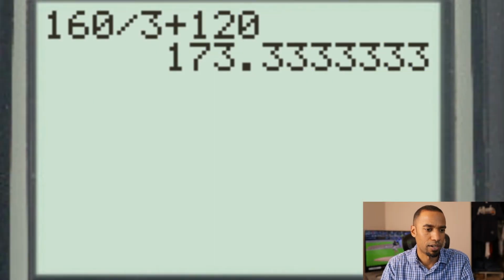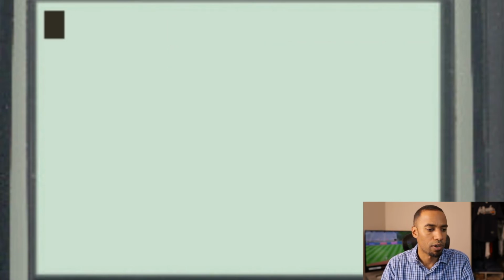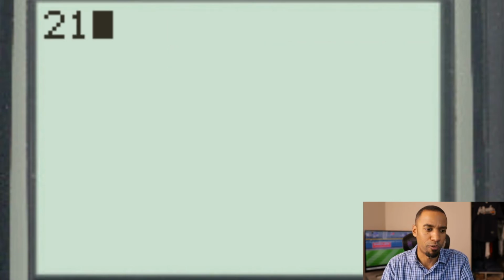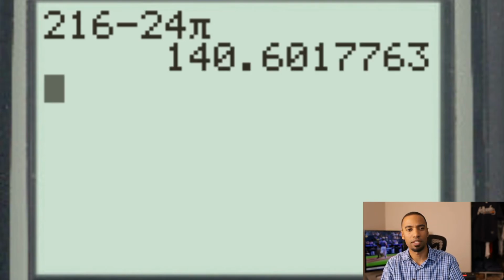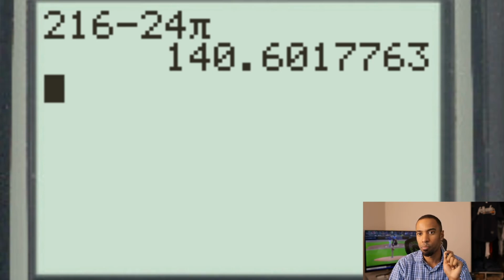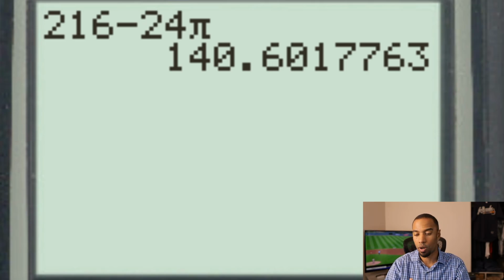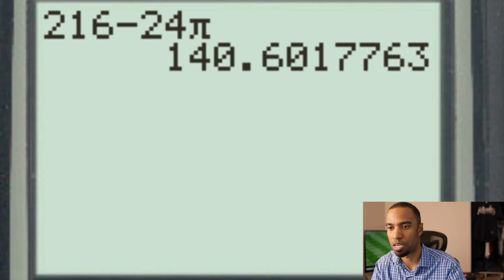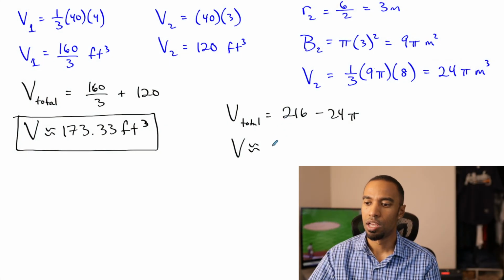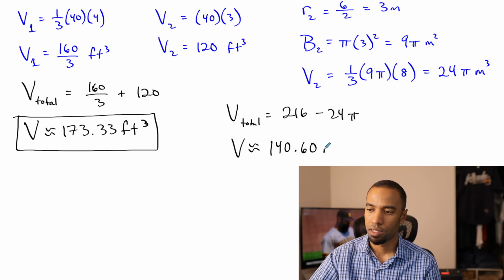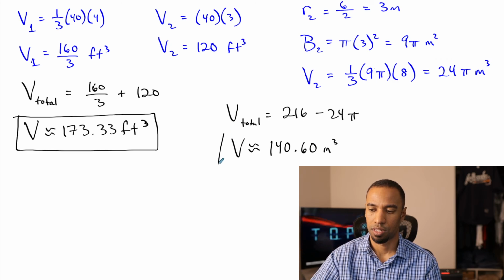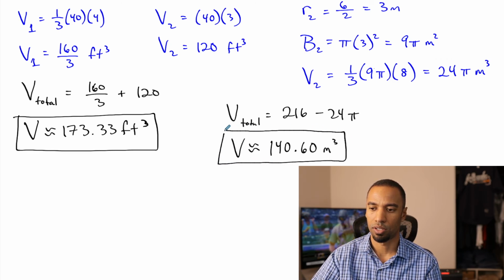Let's go to the calculator and let's look at 216. I'm projecting around 140. 216 minus 24 pi. There we go, 140.6. Now, nearest hundredth, 140.60. The 1 doesn't kick the 0 up to a 1, but I do want to write that 0 because nearest hundredth means I want to be precise to 2 decimal places. So 140.60 cubic meters. And there is your last volume.